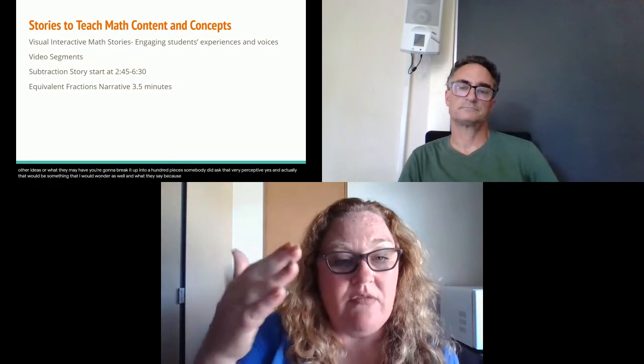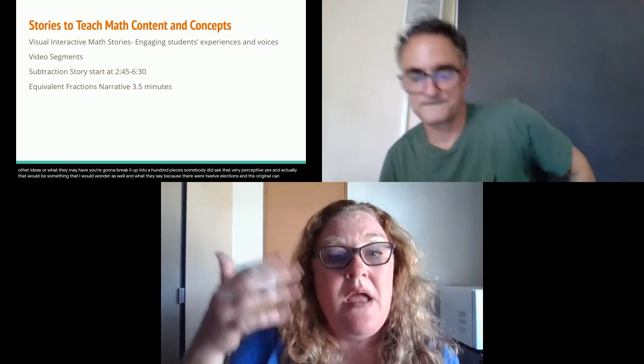And actually, that would be something that I would wonder as well. Because there were 12 little sections in the original candy bar, would they say, aren't 12 total people going to come into the story? So you can think about how students are extending their thinking about the story, like what could happen next in relation to this math.